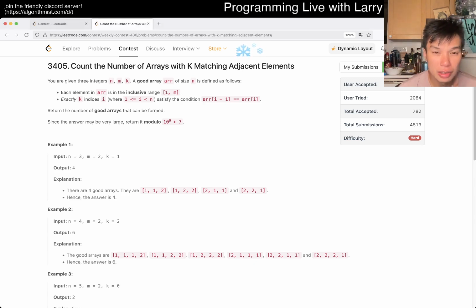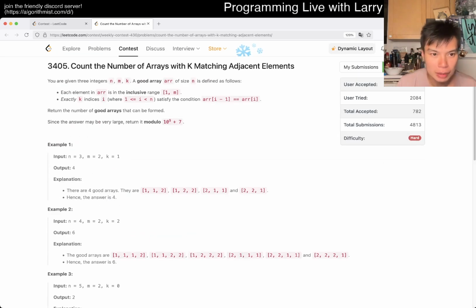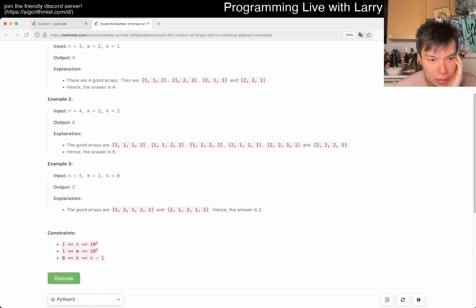Okay, a good array is 1 to m. Okay, this mod, right? Exactly. K index is I where the adjacent elements are the same. Okay. And n is up to 10 to the 5th. K is 0.